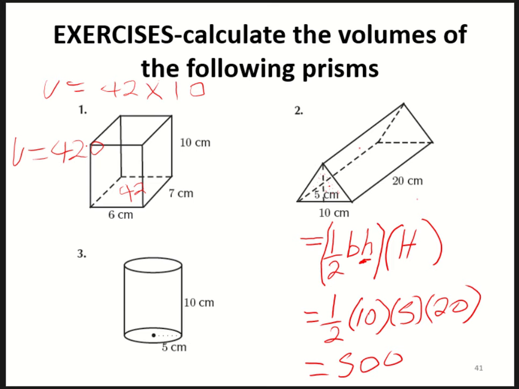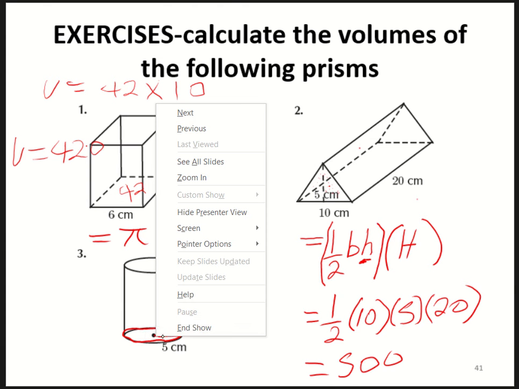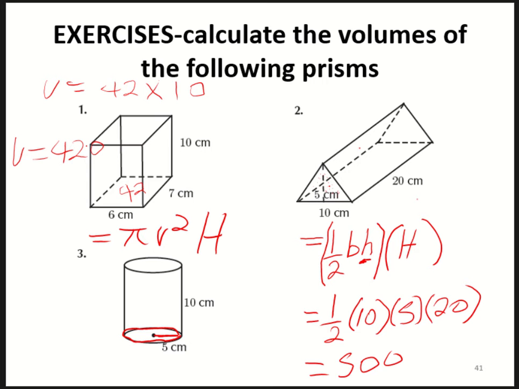Now, let's get to the cylinder. With respect to the cylinder, guys, what is our base? The base is the circle. And how do we find the area of the circle? It is pi r squared. And then you're going to multiply it by the height. Now, pi r squared, what is the radius of that circle? It is just 5. The radius will just be 5.